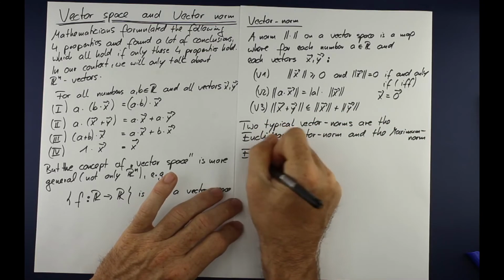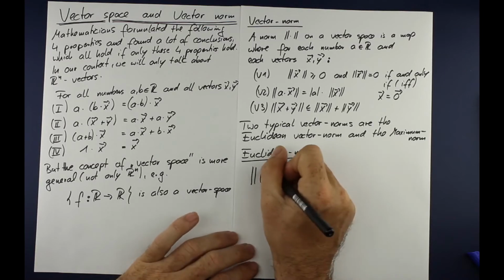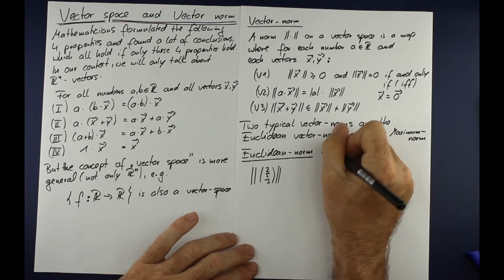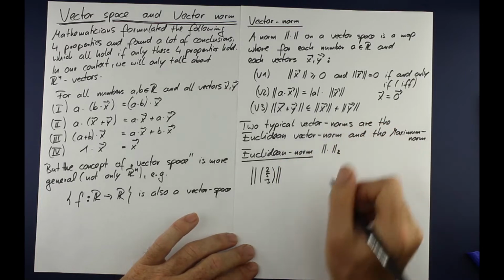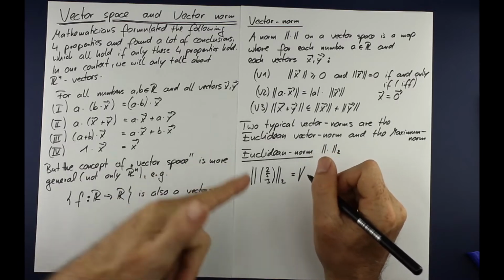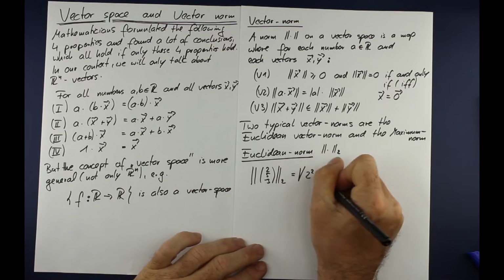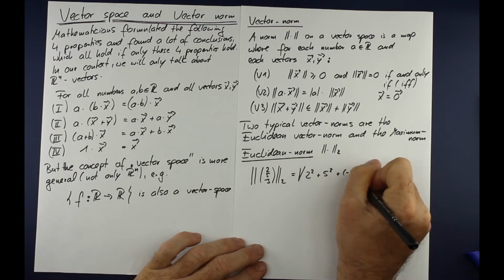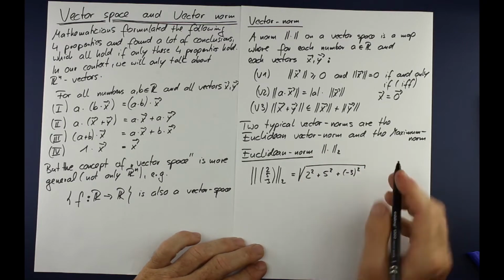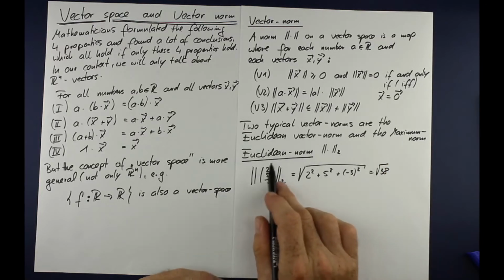What is the Euclidean norm? The Euclidean norm, please give me some vector. Maybe you give me 2, 5, minus 3. And the Euclidean norm is written by an index 2 here. So what is the Euclidean norm? It's the length of that vector, and that is the square root of the squares of the entries. So 2 squared plus 5 squared plus minus 3 squared. And this is 4, 25, and 9. So this is square root of 38.